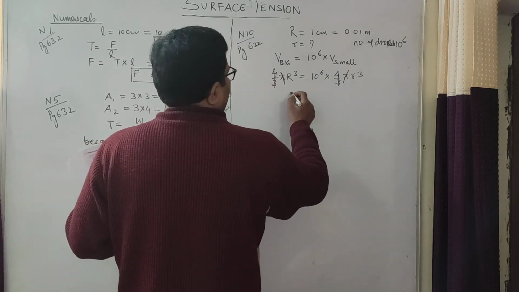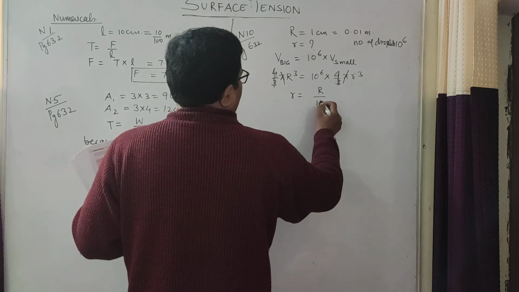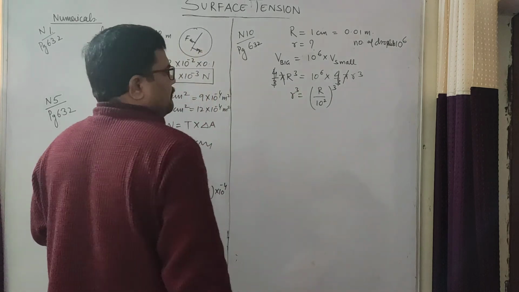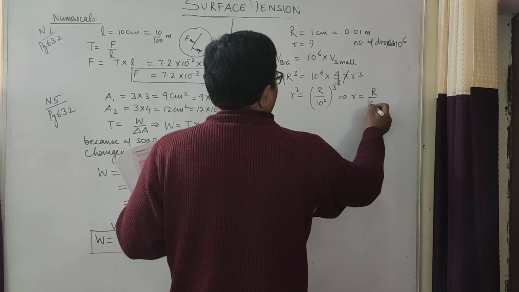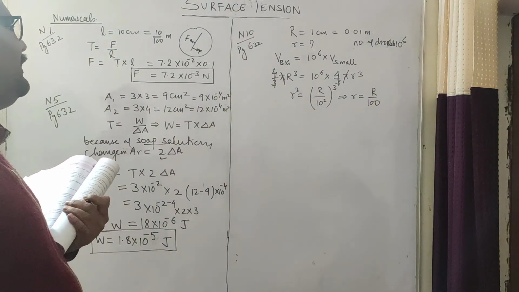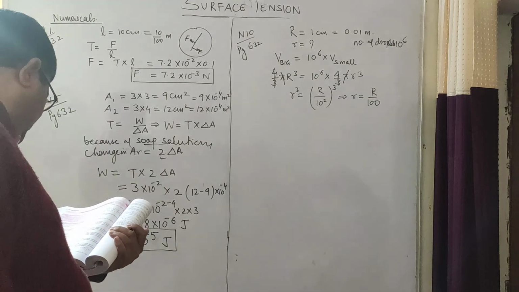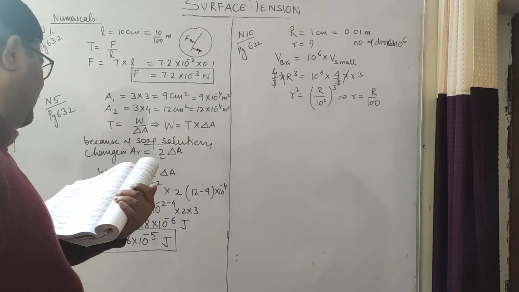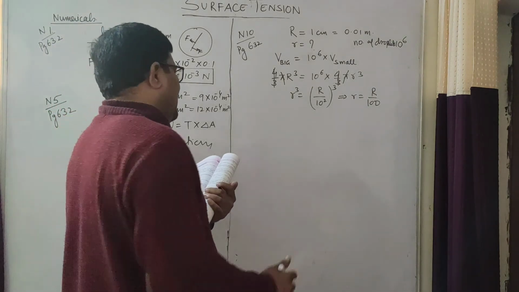So here small r is equal to R upon 10 to the power 2, that means small r is equal to R by 100. This is the value of small r. But this is not the question. The question is to find the amount of energy spent for this process.